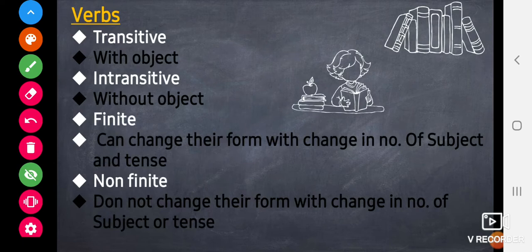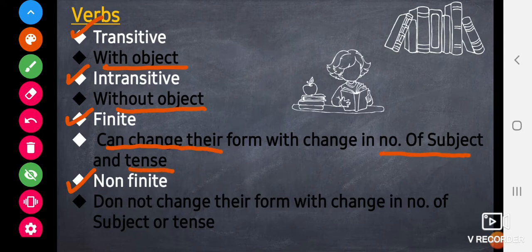We will study 4 types of verbs: transitive, intransitive, finite and non-finite. Transitive verbs are the verbs which have an object. Intransitive verbs do not have an object. Finite verbs can change their form with change in number of subjects or tenses. Non-finite verbs do not change their form with change in number of subject or tense.